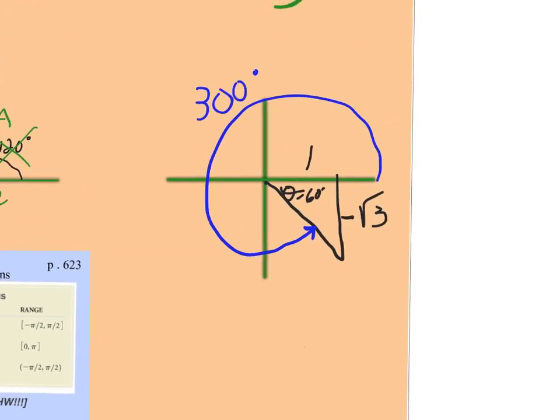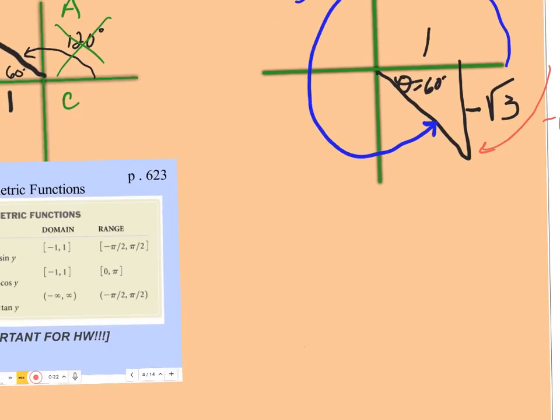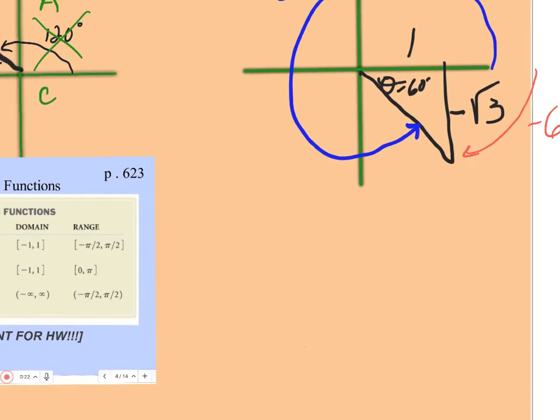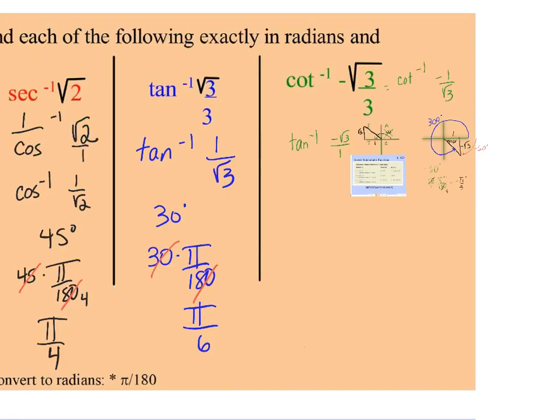Forcing us to think about the coterminal version, also known as negative 60 degrees, which does in fact fall between negative pi over 2 to positive pi over 2. So for this portion, negative 60 degrees times pi over 180, simplifying to get negative pi over 3 is your final answer.